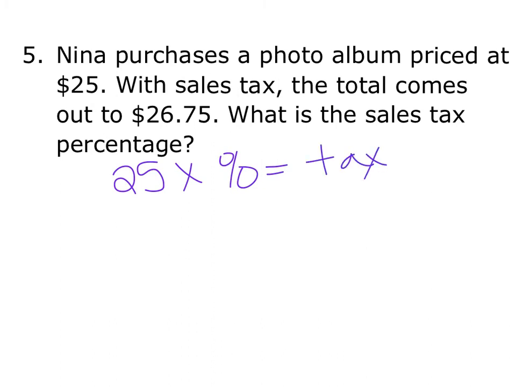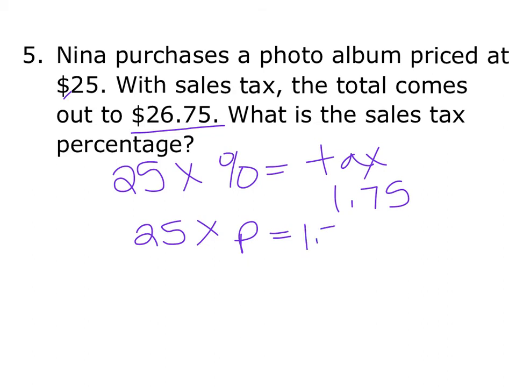But we weren't given the percentage. And really, we weren't given the tax, but we could figure it out, right? If the total was $26.75 and we subtract out the $25, that $1.75 that's left behind is our sales tax. So now let's set up our equation with the variable. We're going to take this 25 and we're multiplying it by the percentage, which in this case is our unknown. So let's use a variable. I'm going to use P for percentage. And that mystery percentage times $25 came out to $1.75.